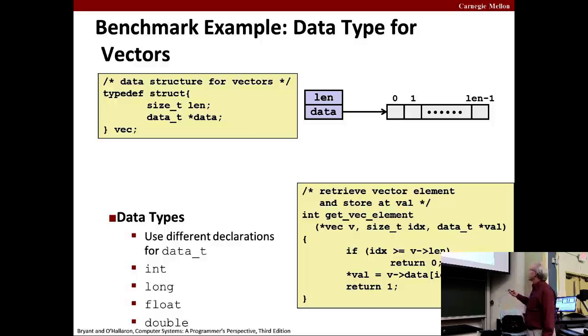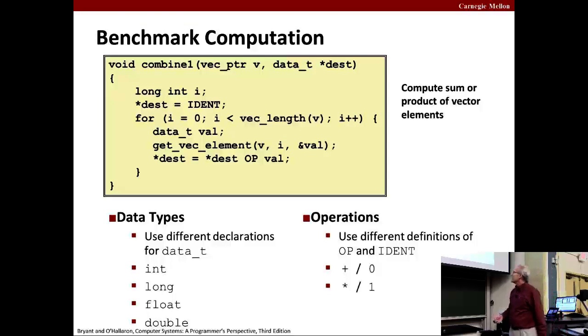And I'm writing it this way, using a data type I'll call data underscore t, so that I can compile this code using different definitions of data underscore t to get ints, longs, floats, and doubles. And we'll see how the performance characteristics of those shift with the different data types.